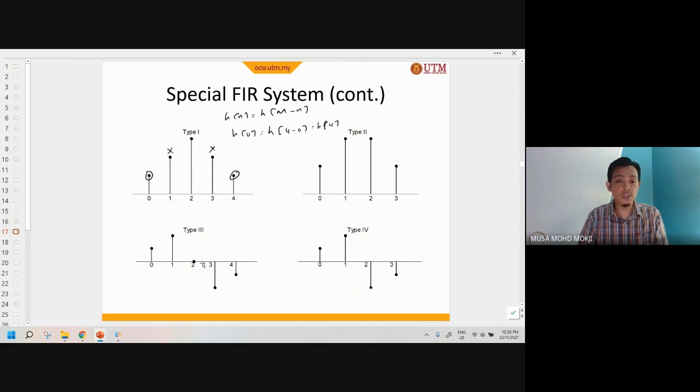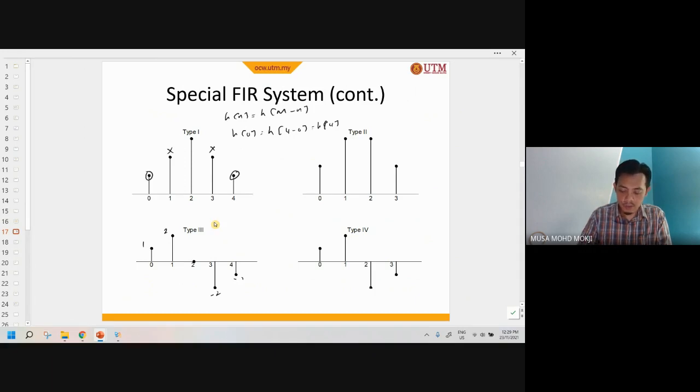Type 3 and type 4. This is also symmetry, but we don't call it symmetry. Instead, we call it anti-symmetry because the signs change. Let's say this is 2, this one is minus 2. The value is the same, but the sign is different. Either way, let's say this is 1, this is minus 1. Same thing here: this is the odd number of samples, this is the even number of samples.